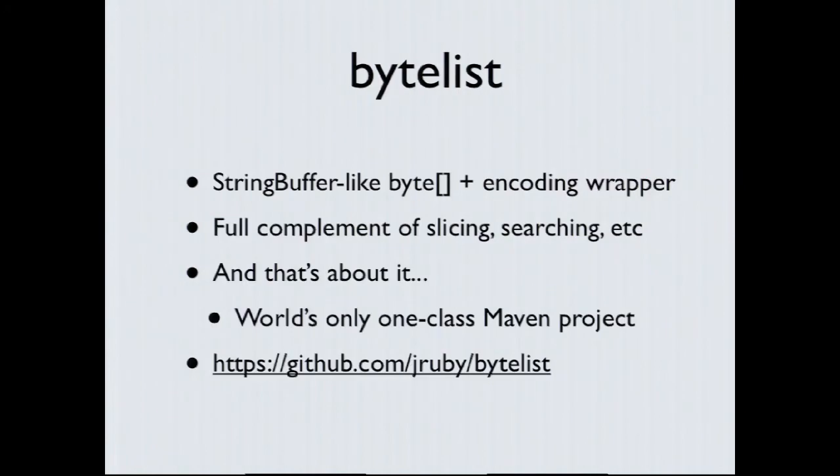So for this, we started out having basically a ByteList, which is kind of like a string buffer for a byte array. It allows mutation, it allows slicing, allows copy on write, and it also includes encoding as part of that. So it's basically a byte array-based string with arbitrarily encoded text in it, or perhaps not encoded at all, binary. This is, I think, probably the only one-class Maven project in the world, but it is out there, and you can pull it in if you need a string buffer that's got a byte array behind it.